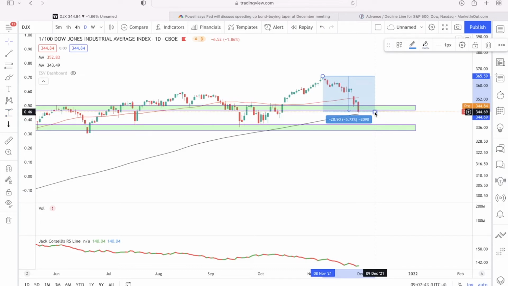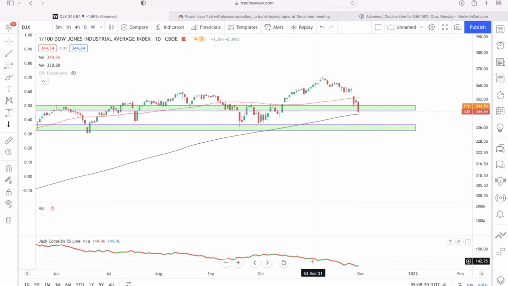As we have seen just now for the S&P 500, the S&P 500 from its peak to where it's currently at, it only declined by about 4%. So the Dow Jones experienced a greater percentage decline compared to the S&P 500. And this is also confirmed by the relative strength line over here.